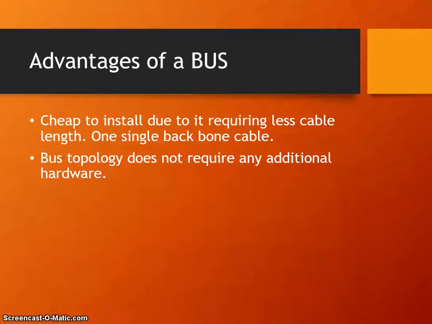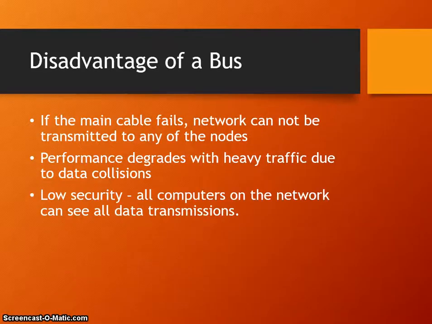Now the advantage of the bus is that it's inexpensive to install because it requires less cable length. There's one single backbone cable and all the other devices are connected to that backbone cable. Bus topologies do not require any additional hardware. The disadvantage though is that if the main cable fails, data can no longer be transmitted to any of the nodes.